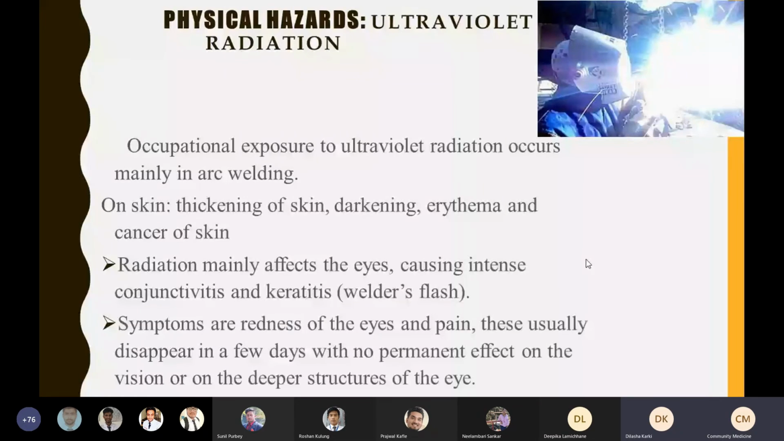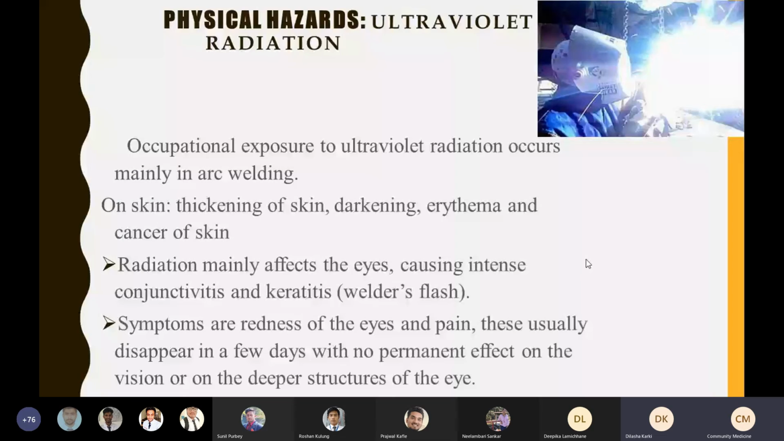So they just get exposure with the ultraviolet radiation. What will happen because of the ultraviolet radiation is, on the skin there will be thickening of the skin. Because of all that exposure from welding, there will be a change of skin texture, darkening of the skin, erythema, and also, as it is UV radiation, it can lead to carcinogenic effects. There will be cancer of the skin.